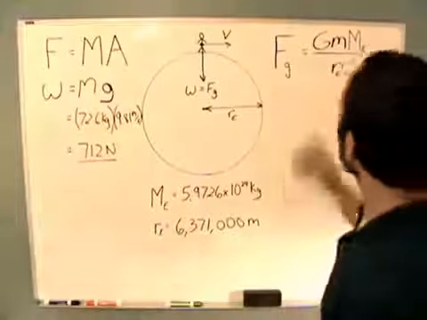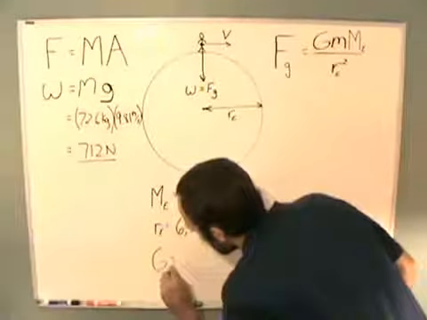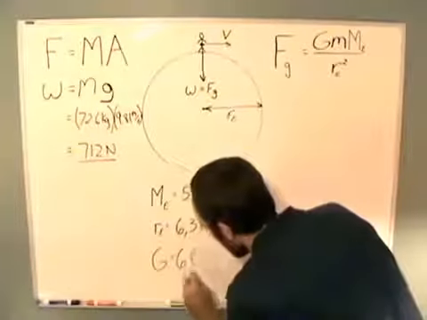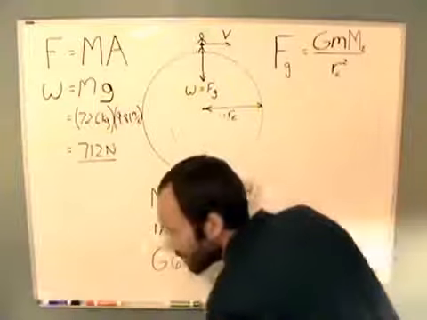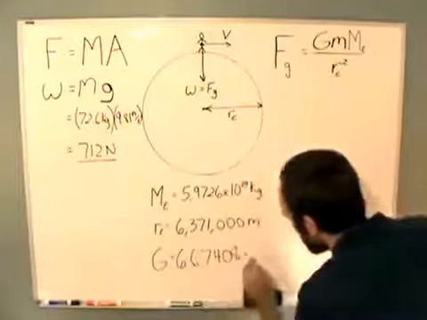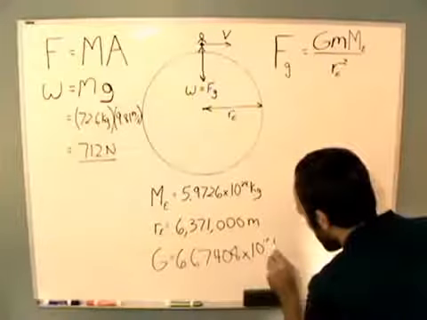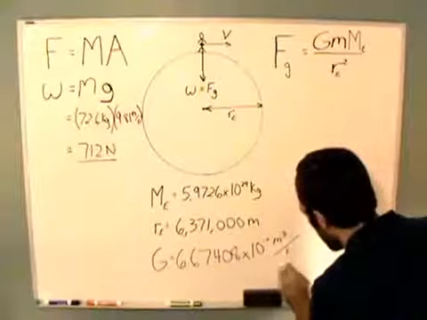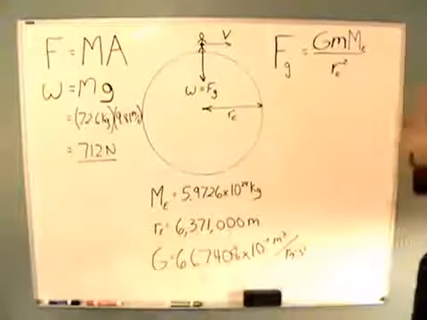And the gravitational constant, which I should have written down here, is equal to 6.67408 times 10 to the negative 11 meters cubed over kilograms times seconds squared.